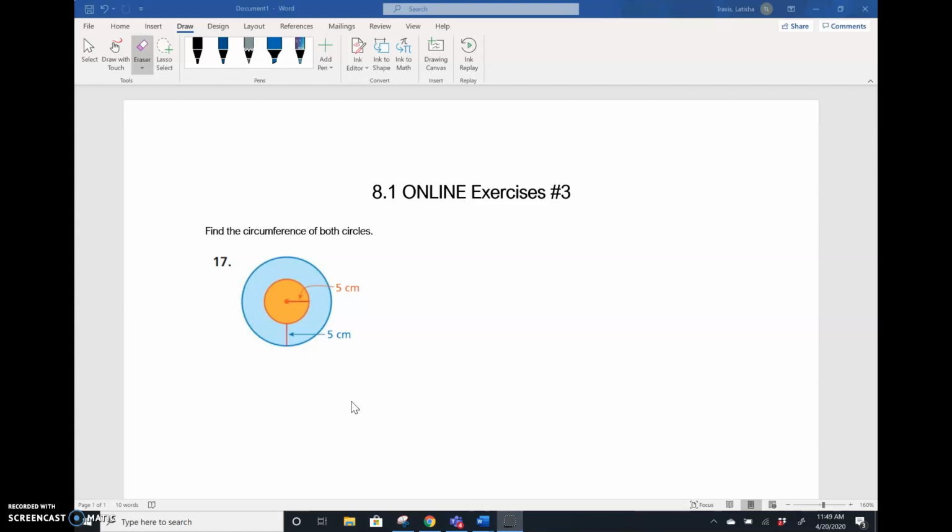So problem 17 from section 8.1, chapter 8, section 1. This problem is asking you to find the circumference of two circles, one circle inside of another circle, okay?